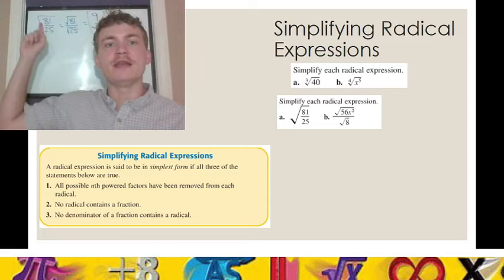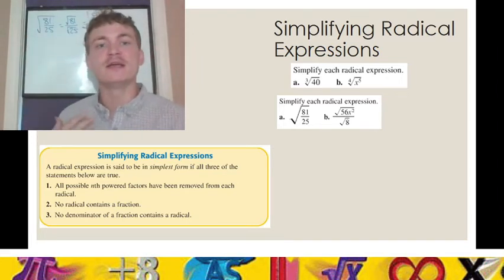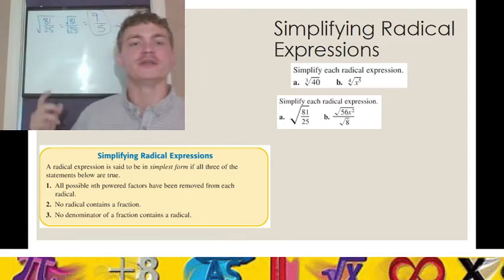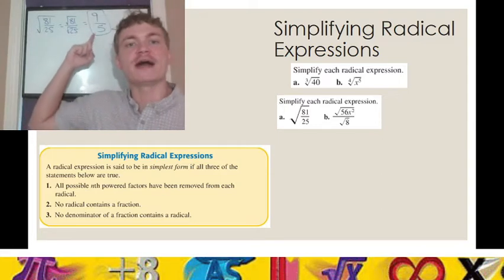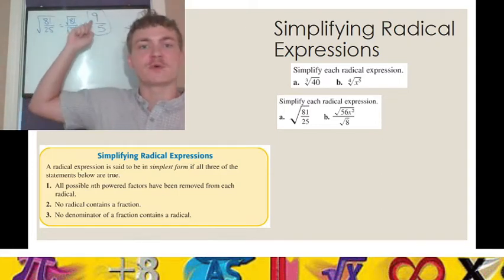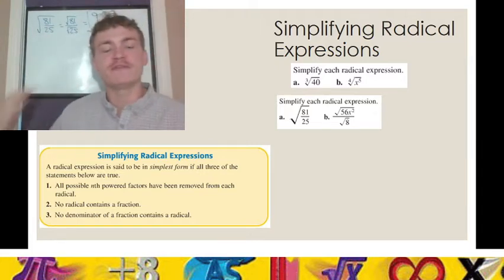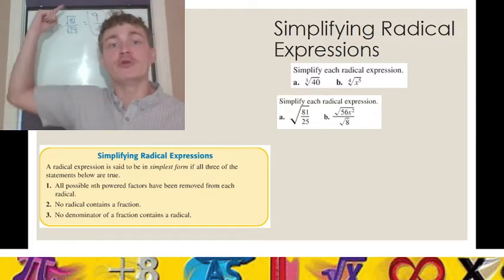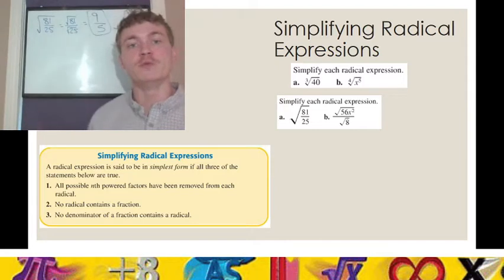What does that mean for 81/25? This is a fraction that is a perfect square fraction. In other words, if you take this fraction 9/5 and you square 9/5, you're going to get 81/25. Square the 9 to get 81, square the 5 to get 25. Thus, when you take the square root of those numerator and denominator, you will get 9/5.